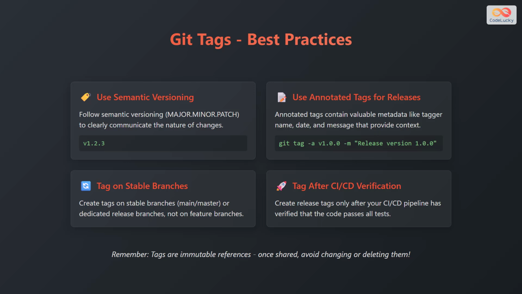v1.0.0 -m "release version 1.0.0". Tag on stable branches like main or master, or dedicated release branches, and not on feature branches. Finally, tag after CI/CD verification to ensure that the code passes all tests before creating a release tag. Remember that tags are immutable references, so once shared, avoid changing or deleting them.